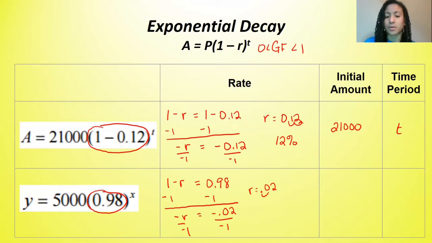Move it 2 places to the right. So our rate is 2%. We have 5,000 as our initial amount, and our time period in this case is X. So if you notice, when it comes to decay, we have to do a little bit more work because it's not as easy to calculate. If you do see the shorter version, by all means use it, but make sure you show your work.